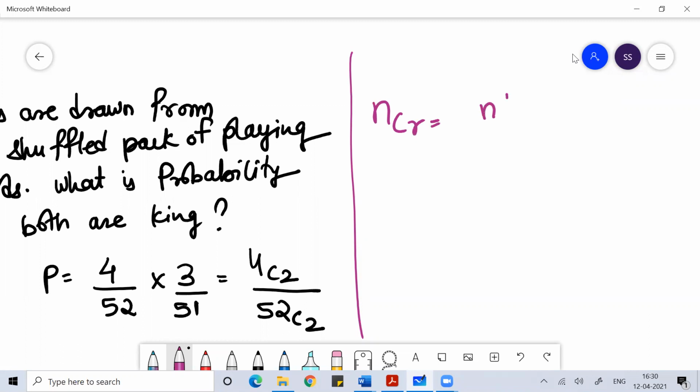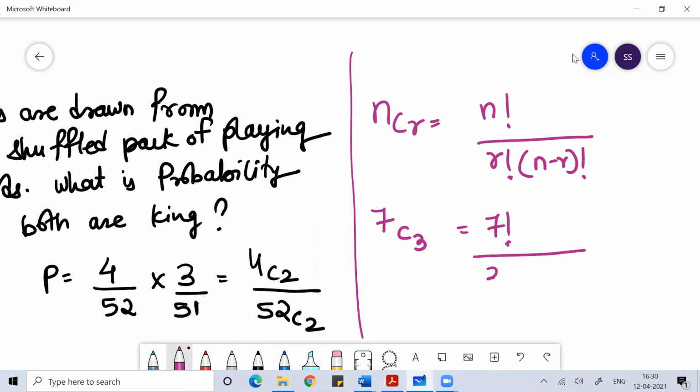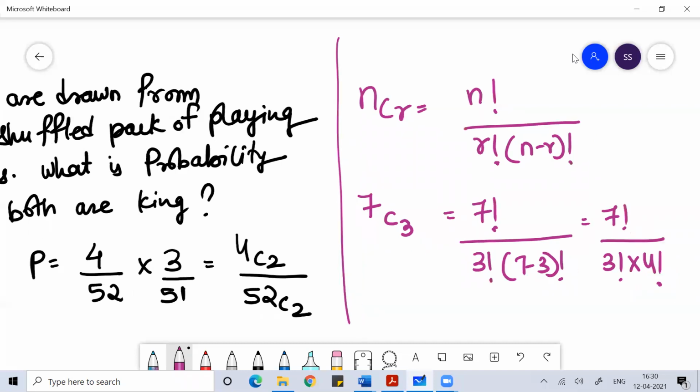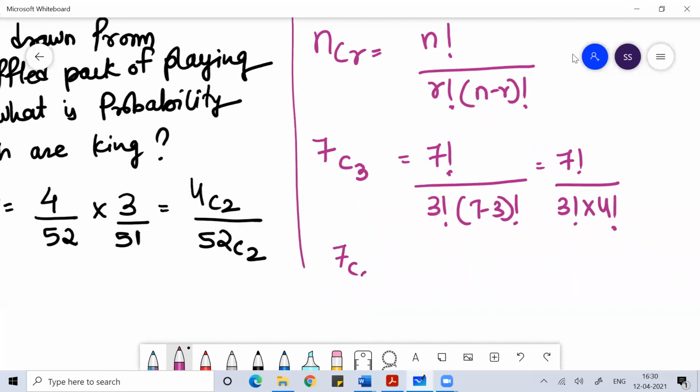Imagine you're a commerce student, please don't get scared. NCR stands for n factorial divided by r factorial times n minus r factorial. Imagine if I ask what is 7C3, that is 35. How to get that value? 7 factorial divided by 3 factorial times 7 minus 3 factorial. It is 7 factorial divided by 3 factorial, and 7 minus 3 factorial means 4 factorial.